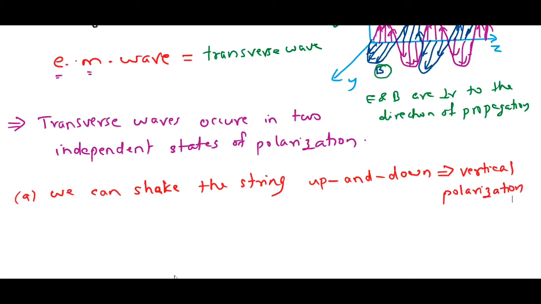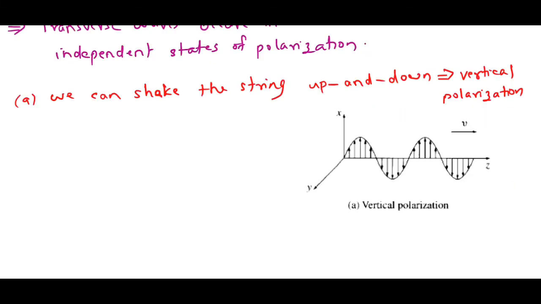Okay. See this figure. Here it is clear that the vibration of the string element is along x direction, positive x and negative x. The wave propagation is along this z direction. So our wave is propagating along this z direction. Okay, that is this one.